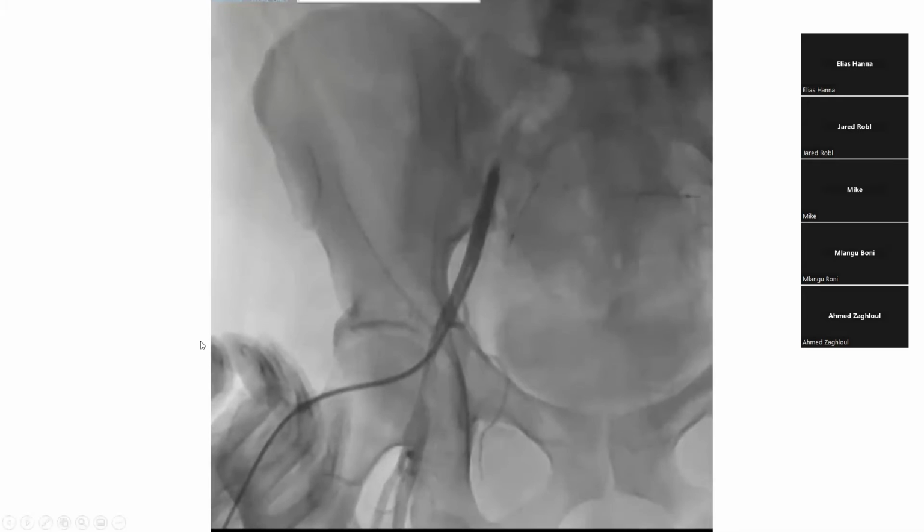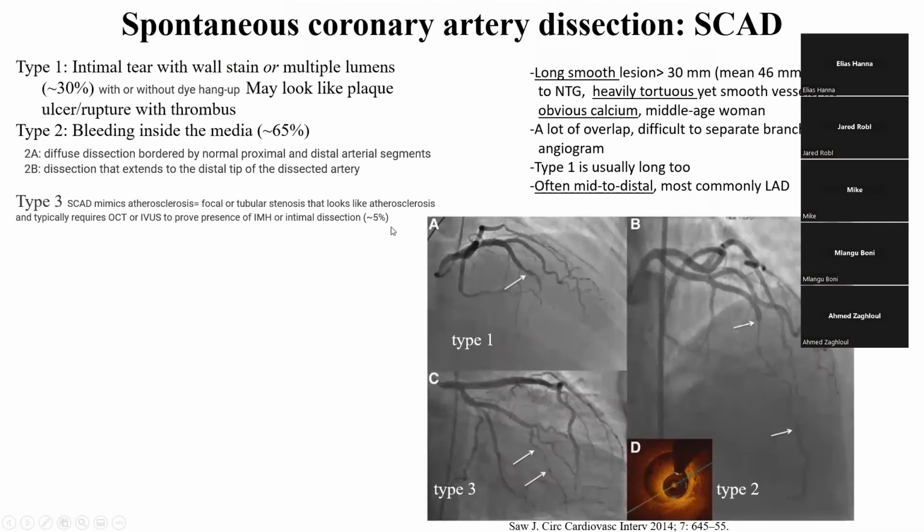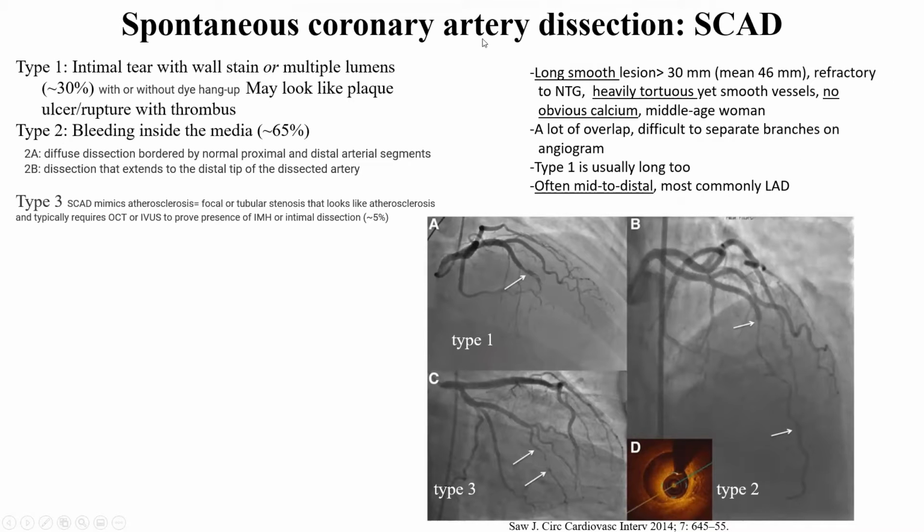So let me put all those ideas together and give you some didactic ideas. And I will show you more cases to support that. So spontaneous coronary artery dissection. There are three types. The first type, which is 30% of SCAD, is that intimal tear, similar to what you see in the balloon angioplasty, with wall stain, like here, or 2 to 3 or multiple lumens, as we had. We had multiple lumens. We did not have so much of a dye stain.